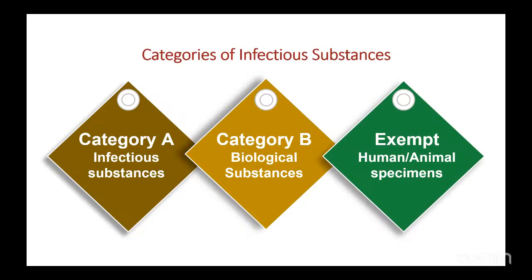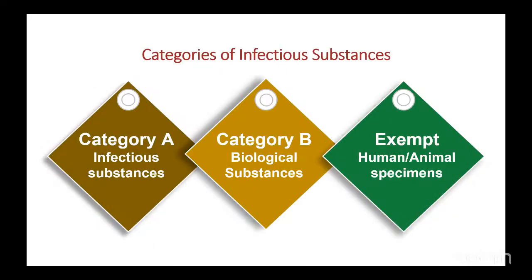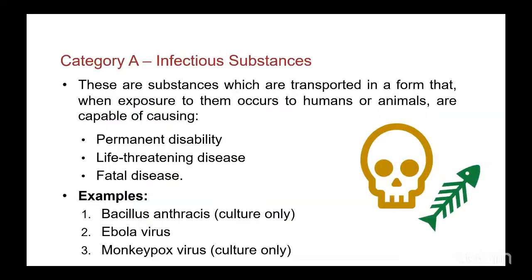What are the categories of infectious substances? One, Category A, we have infectious substances. Category B, we have biological substances. And Category C, we have exempt human and animal specimens. These are the categories of infectious samples. So what is Category A? Category A is known as infectious substances. These are substances transported in a form that, when exposure to them occurs to humans or animals, they are capable of causing permanent disability.